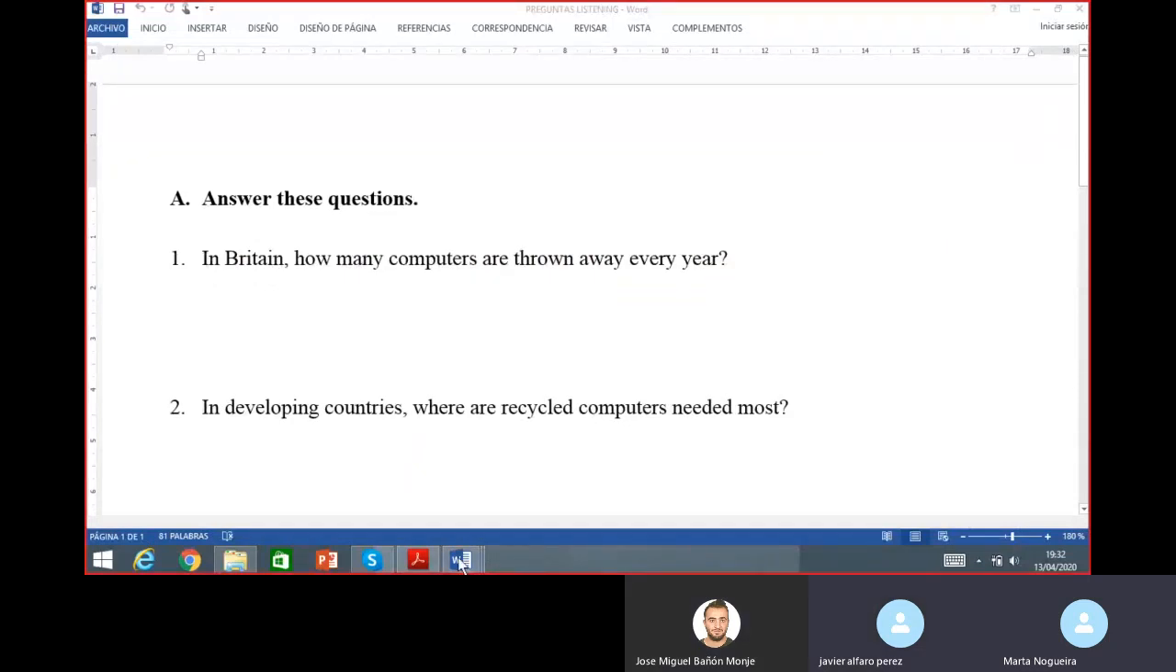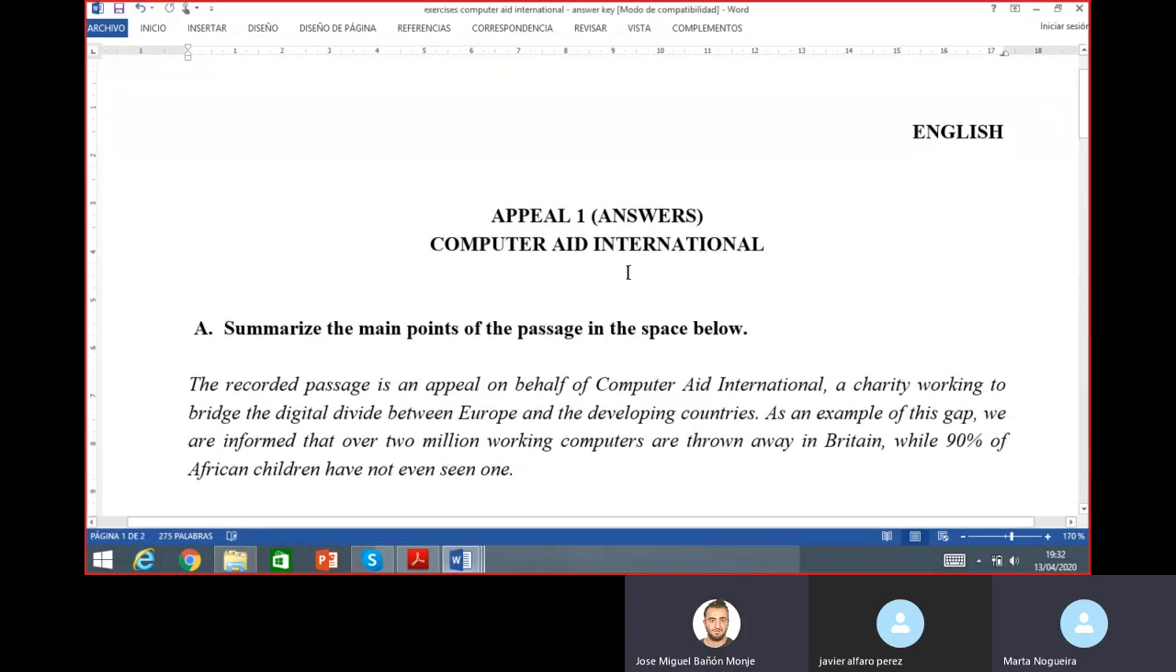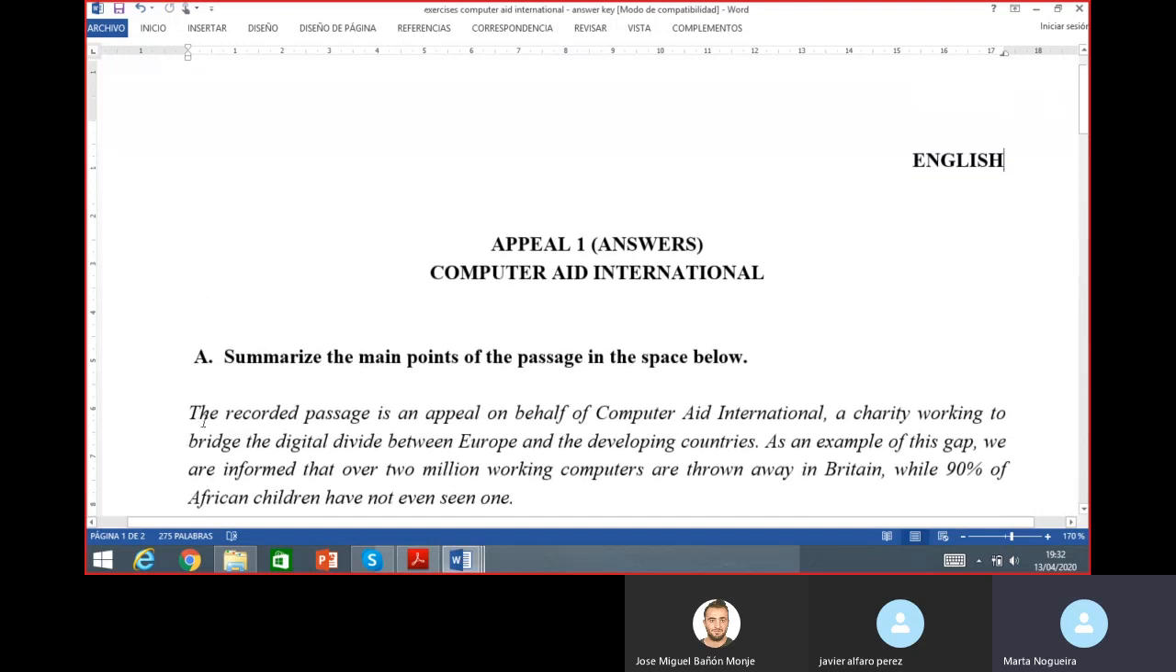So we're going to listen to a listening, this is redundant, about Computer Aid International, okay? This is the summary of the recorded passage. It's an appeal on behalf of Computer Aid International, a charity working to bridge the digital divide between Europe and the developing countries. So this is a charity group which gives free computers to developing countries. It is a 3-minute listening. As an example of this gap, in developing countries they don't have computers. We are informed that over 2 million working computers are thrown away in Britain, while 90% of African children have not even seen one.